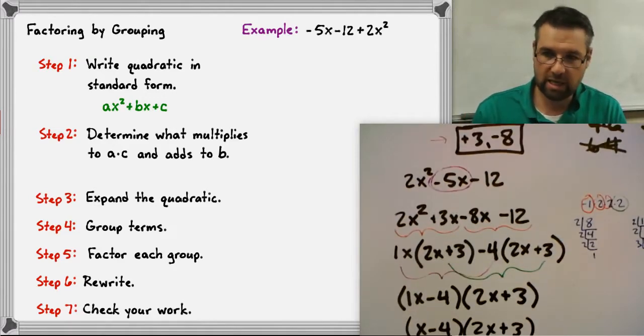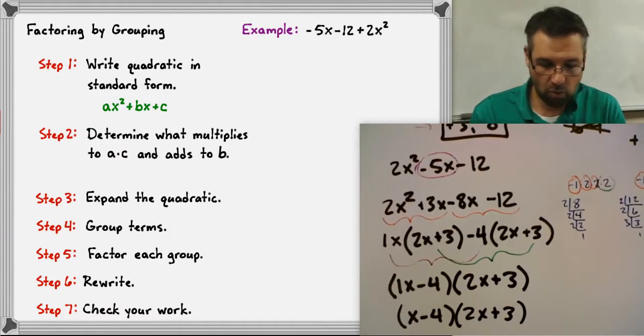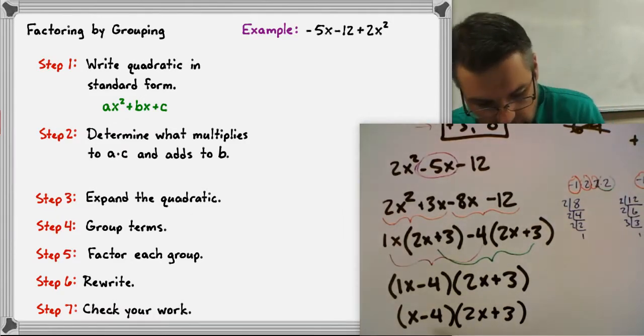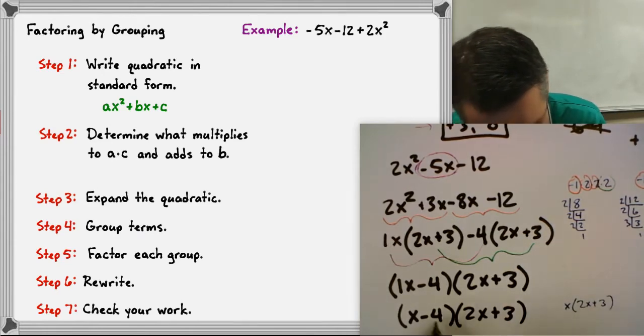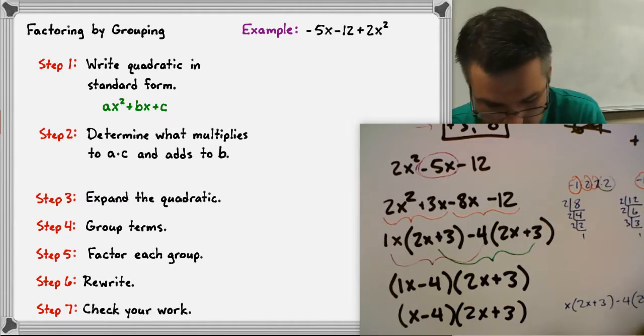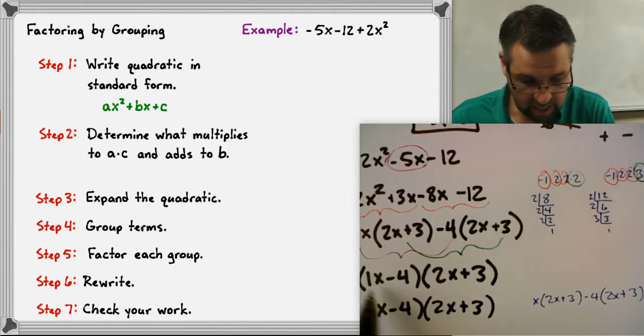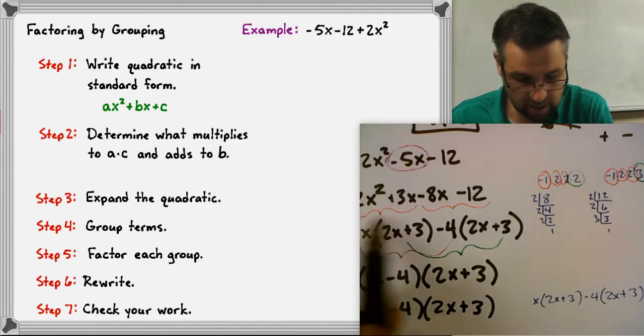But really, again, emphasizing the fact that we are just undoing our work here. The way we check our work is we expand. So we would say x times 2x plus 3, and then minus 4 times 2x plus 3. Well, look at that. That's exactly what I have up here.